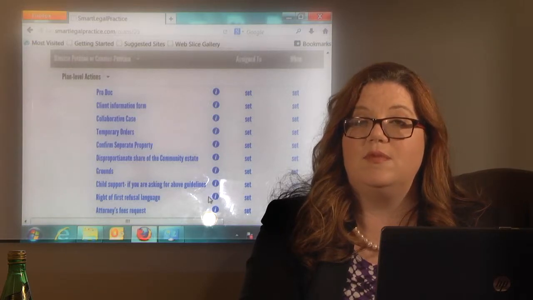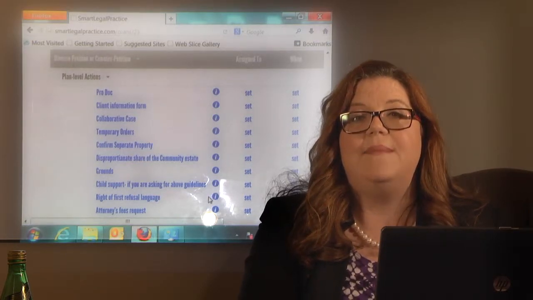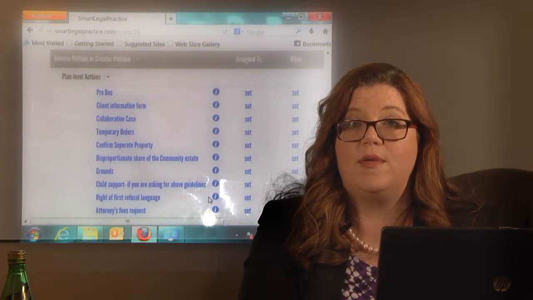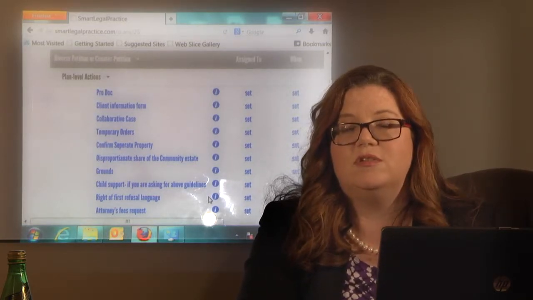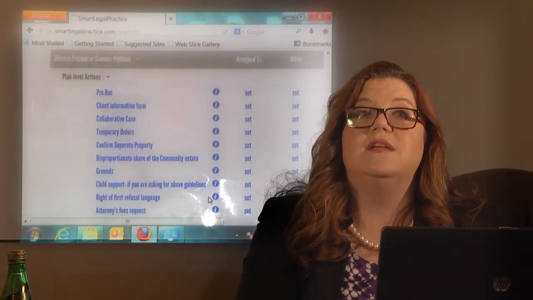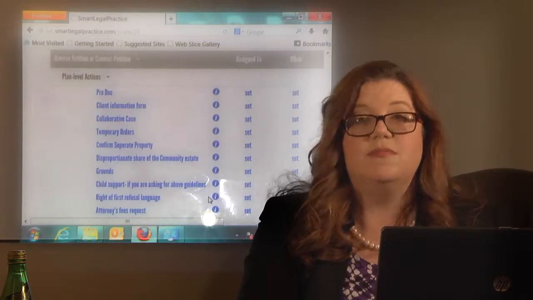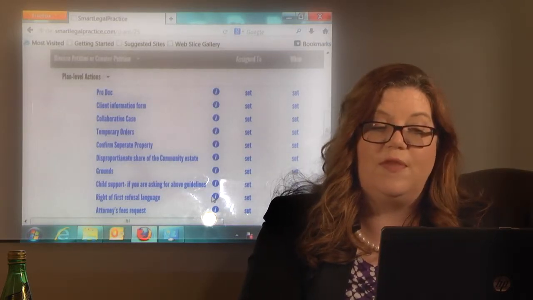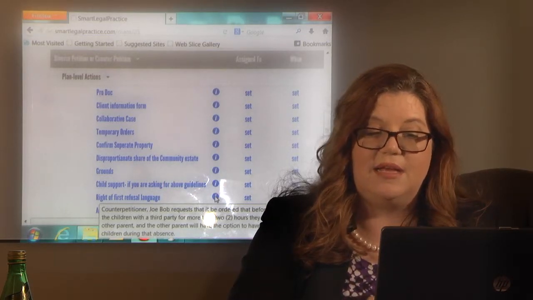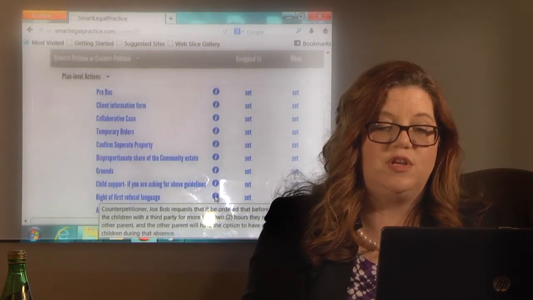Some people like and request a right of first refusal, meaning that before the other parent is going to leave the child with a third-party provider, a babysitter, daycare, whatever, for a certain number of hours, the parent has a right to take the child, because most people would rather have their child with them. So you can ask that, and you can specify the number of hours that you want to include.